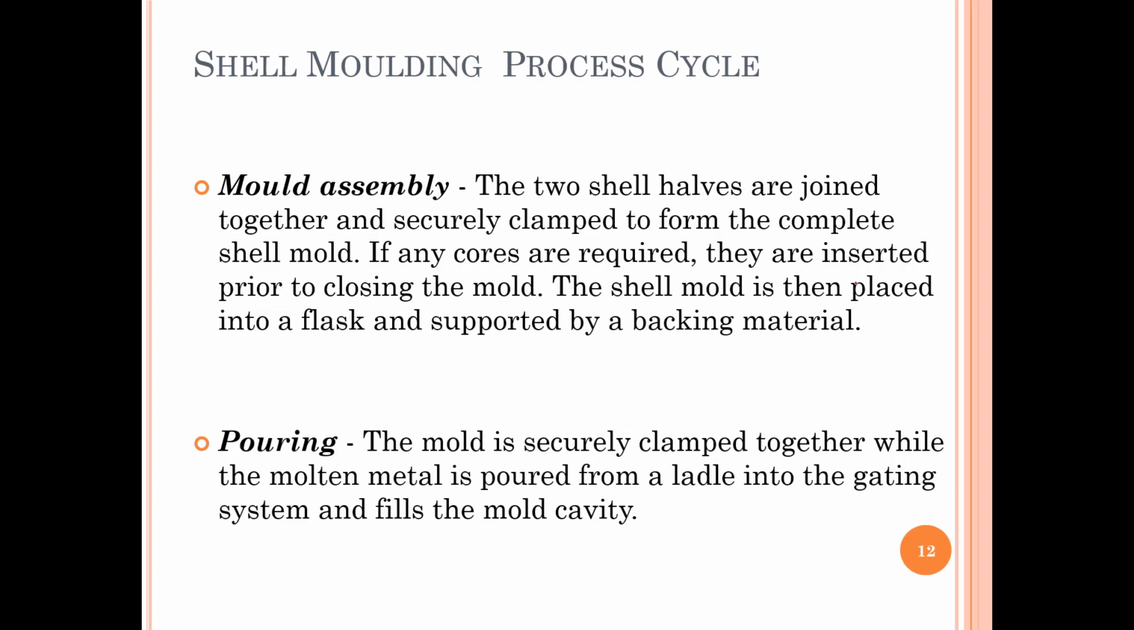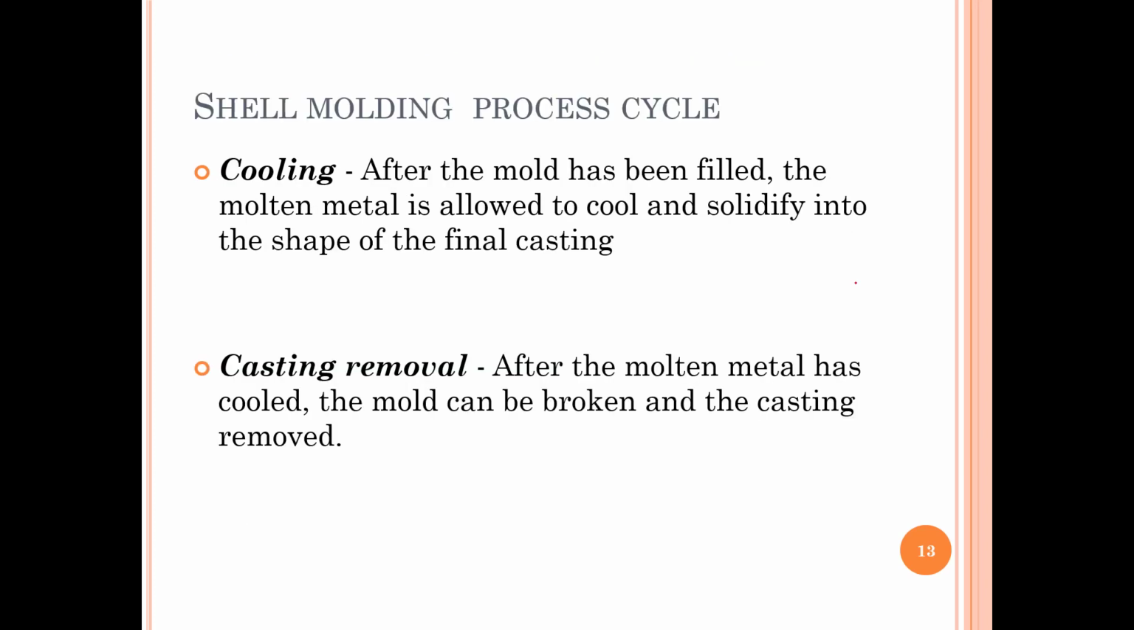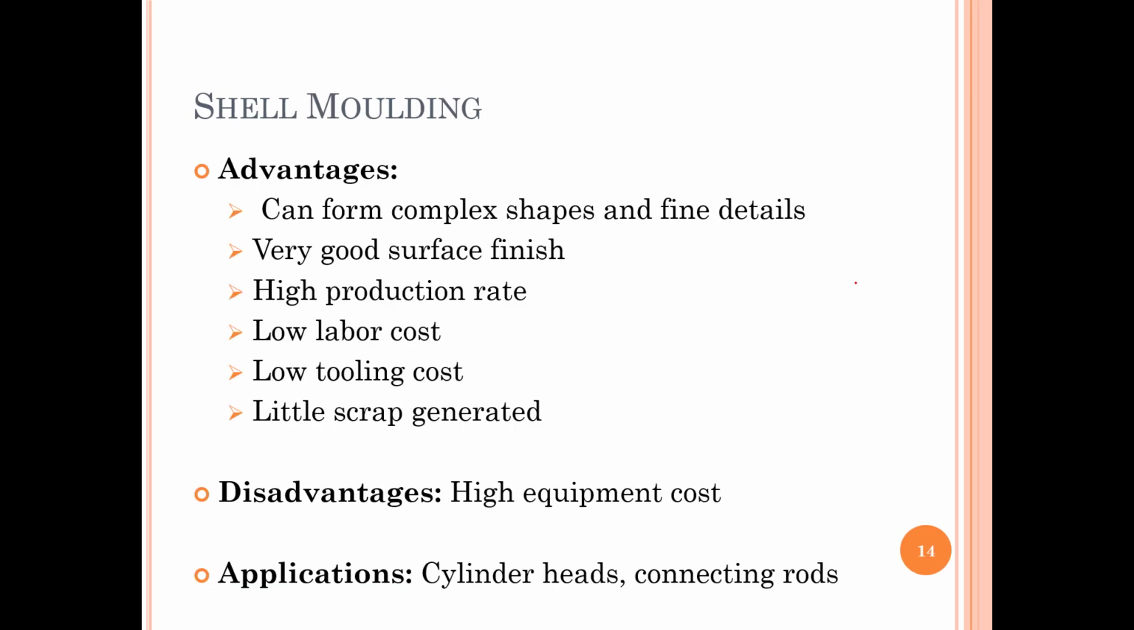Then pouring, we have to pour the molten material into the shell using a ladle. After that, we have to allow for cooling and solidification. Then we have to remove the casting from the mold. After the molten metal has cooled, the mold can be broken and the casting removed.